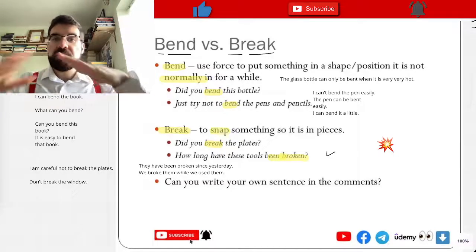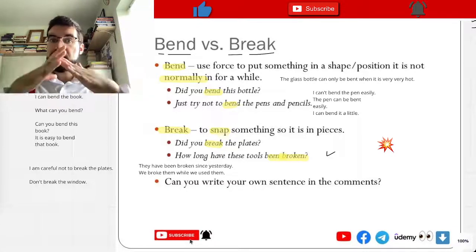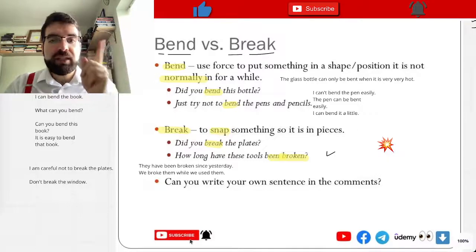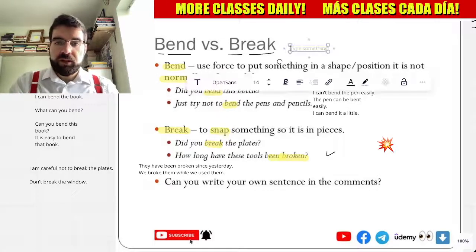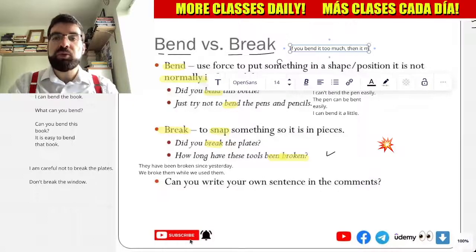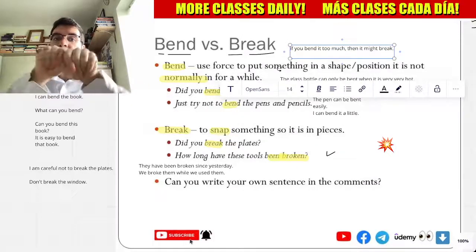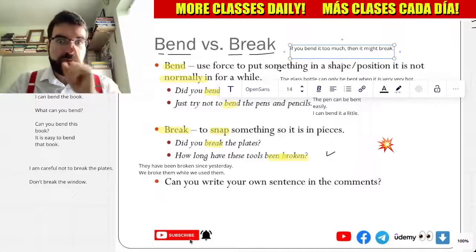So break and bend. If you bend it too much, then it might break. How cool is that, language explorers?